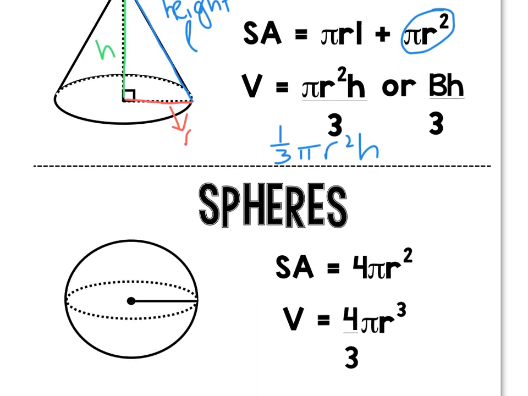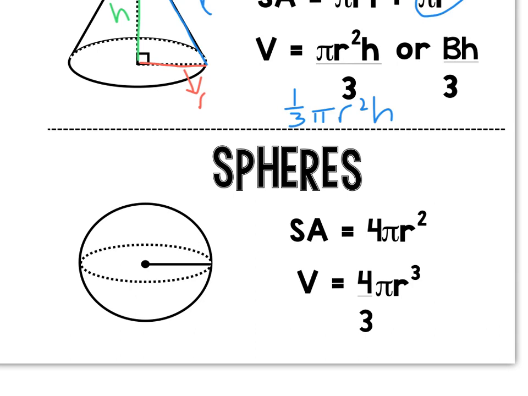My last figure today is a sphere. Surface area of a sphere is 4 pi r squared, and volume is 4/3 pi r cubed. So the main thing for a sphere is obviously my radius.